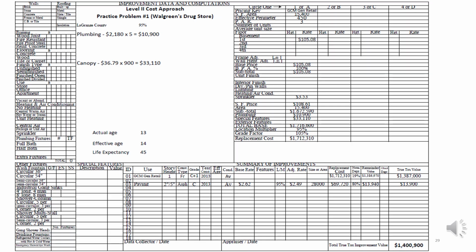We're going to go down to our general retail. We're going to go to our C grade, our C quality grade column, and we're going to find our life expectancy of 45. Next, we need to go to page 28. We're going to go down to our effective age of 14. We're going to go over to our life expectancy of 45, and we are going to find our depreciation of 19%. Now we need to take the depreciation out of the replacement cost.